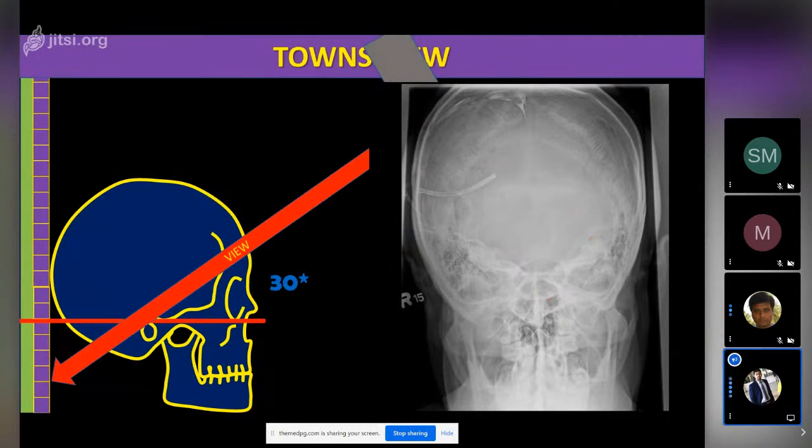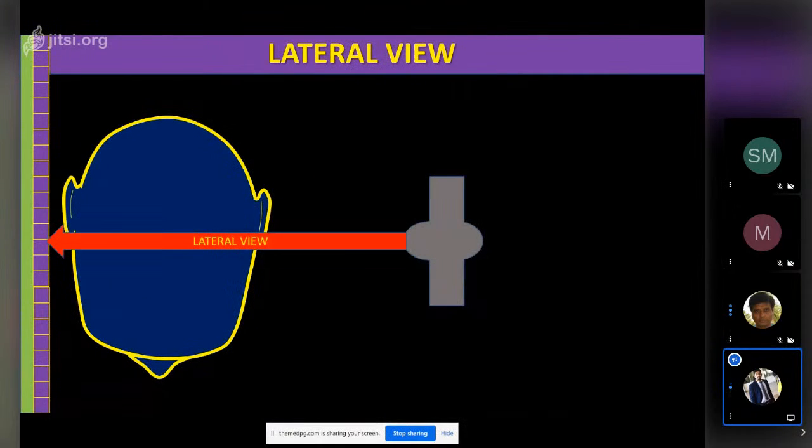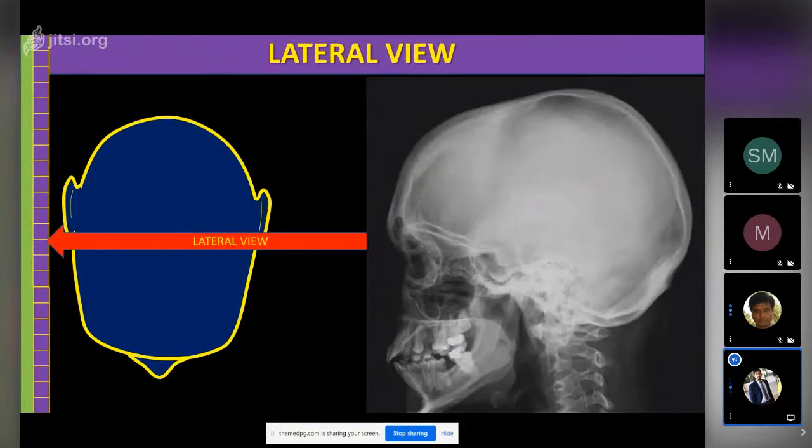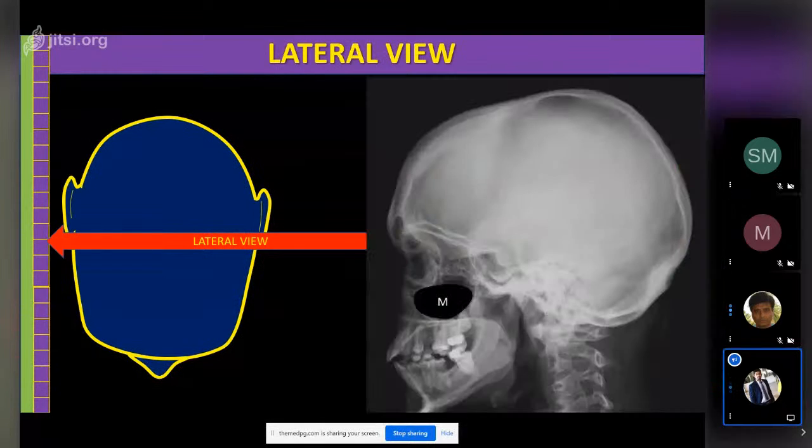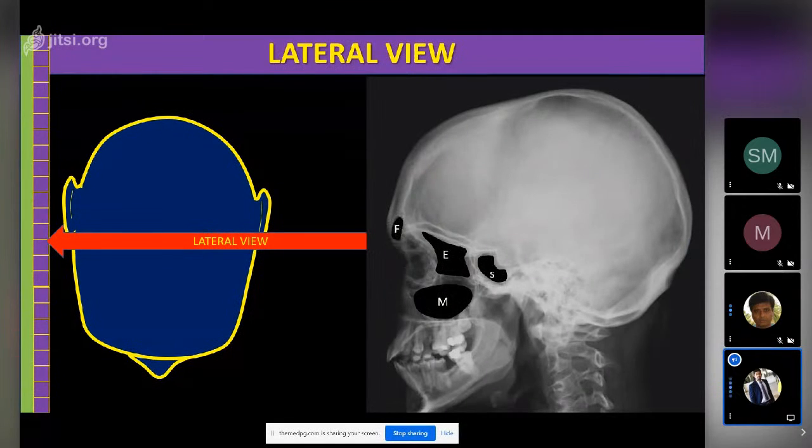The lateral view is very simple. We do a lateral projection. We can mainly see the sella turcica, where the sphenoid bone is, and the normal sella is what we see here. We can also see the maxillary sinus, the ethmoidal sinus, the sphenoidal sinus, and the frontal sinus. So all the sinuses can be seen in one view, that is the lateral view.